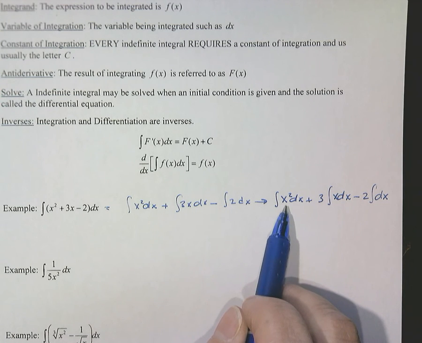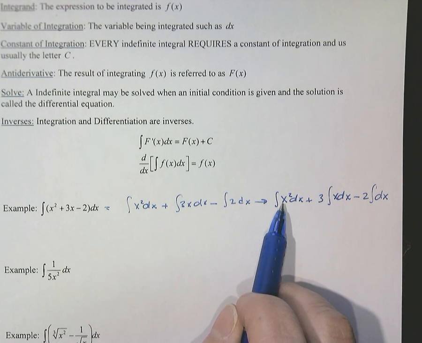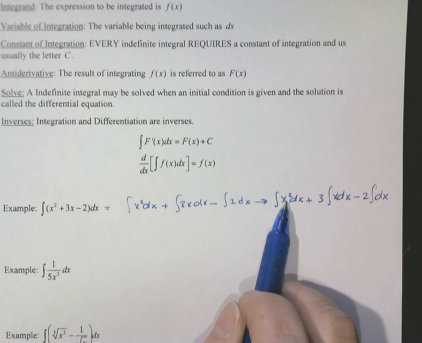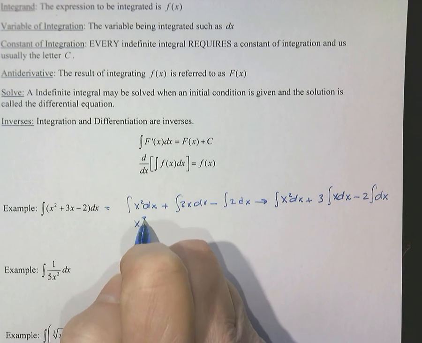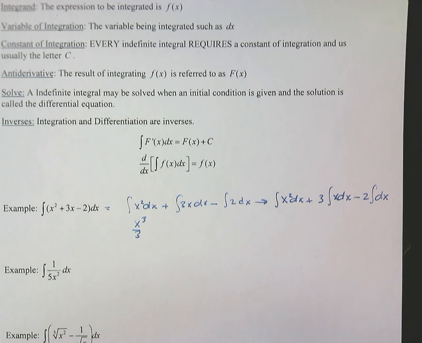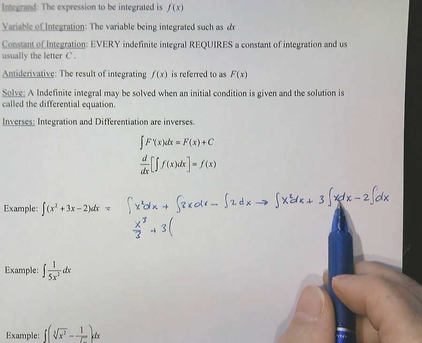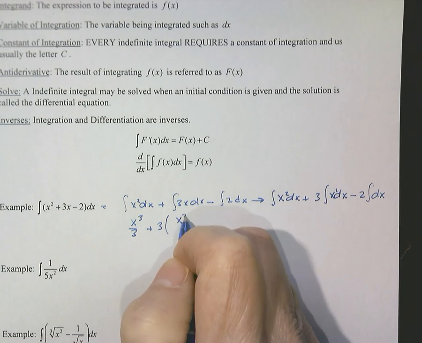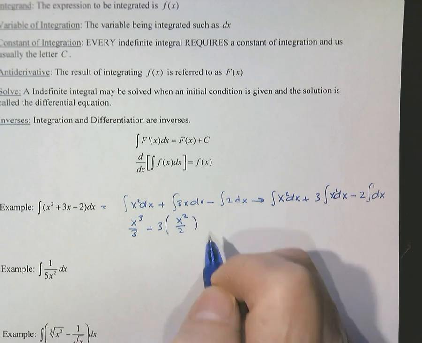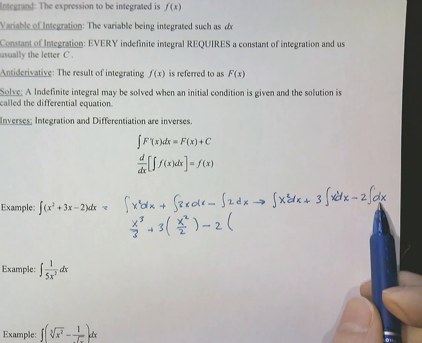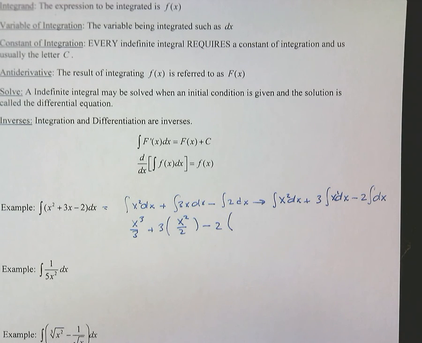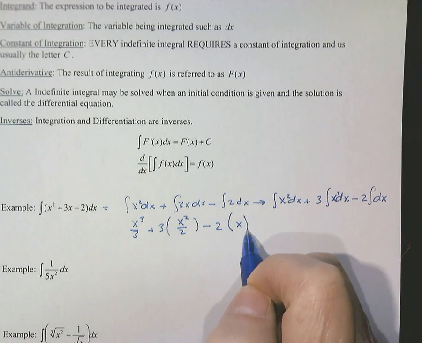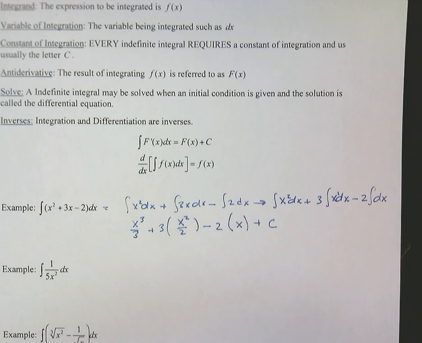So when I integrate x squared, I have to add 1 to the exponent of 2. So it's going to be x to the third, and I have to divide by that exponent. So x to the third over 3. Plus 3. When I integrate x to the first power, I have to add 1 to the 1, so I have x squared, and I have to divide by 2. When I integrate just dx, I'm going to get x. And then always add c, your constant.